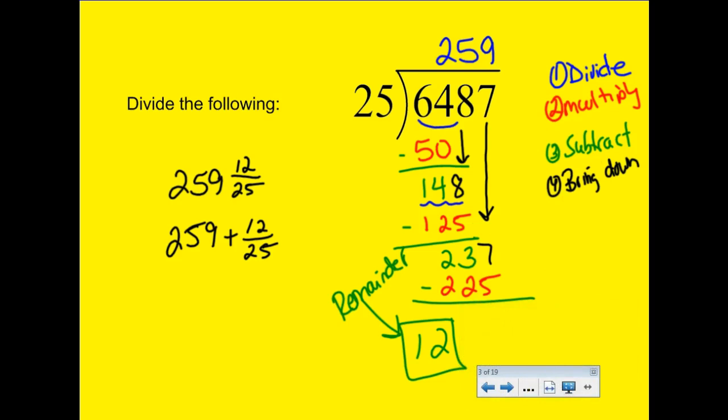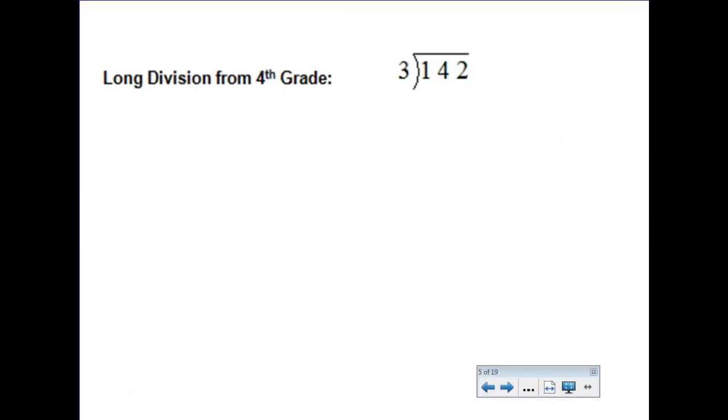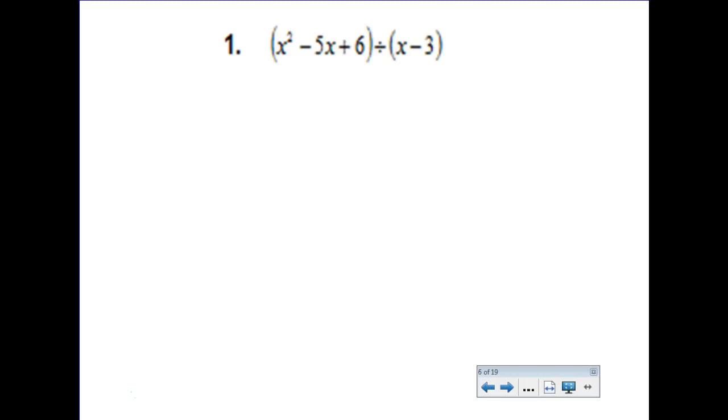I don't know how you're going to feel about this lesson, guys, but here's the issue. It doesn't matter how you feel about long division because we have to do it anyways. Alright, so skipping on to number 1 here. We have a polynomial being divided by another polynomial. So we're going to set up our long division just like we would back in 4th grade.